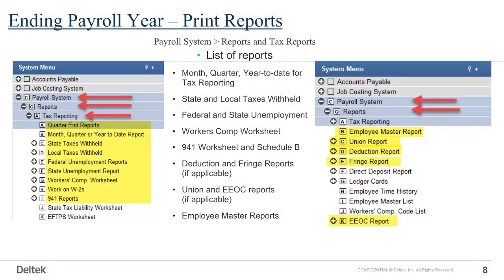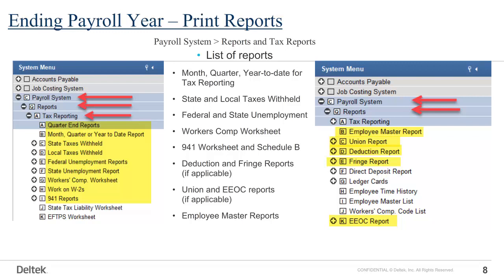After you have completed your final payroll cycle for year-end and are certain that you'll have no further layoffs or bonus checks, complete normal month-end reporting, and then run quarterly and yearly payroll reports. You will want to print and retain the following reports for your permanent records: month, quarter, year to date for tax reporting, state and local taxes withheld, federal and state unemployment, workers' comp worksheet, 941 worksheet, and Schedule B. And these reports can be found in Payroll System, Reports, Tax Reporting.